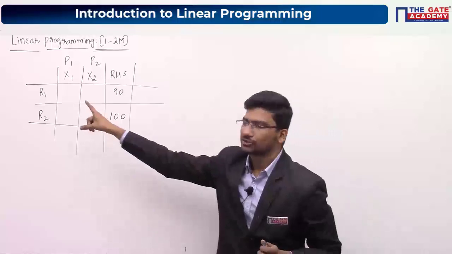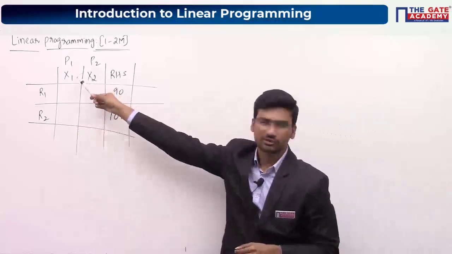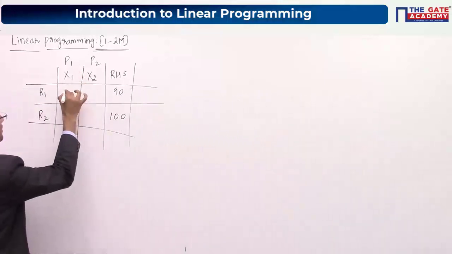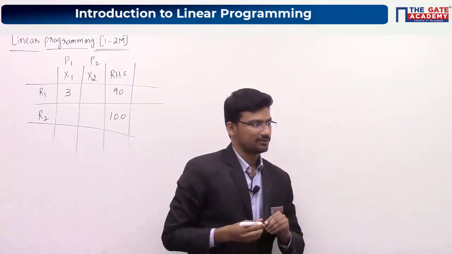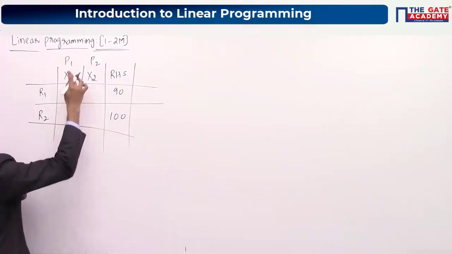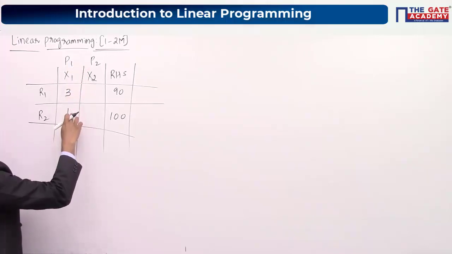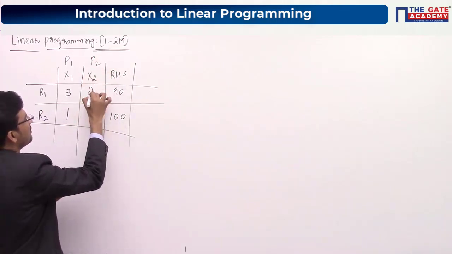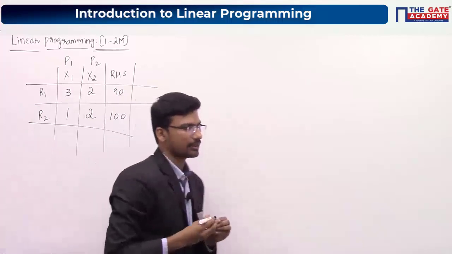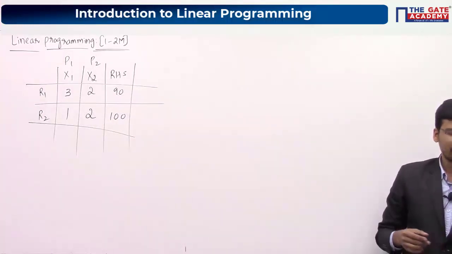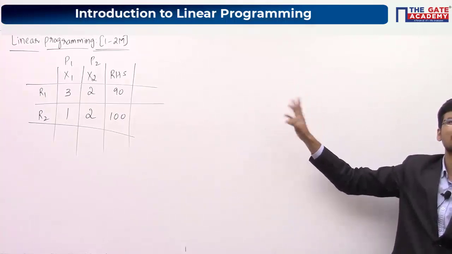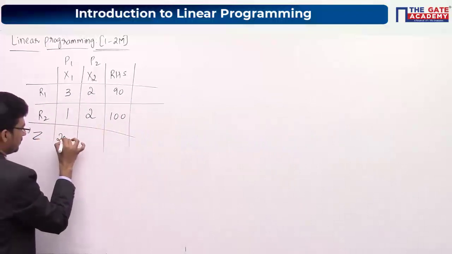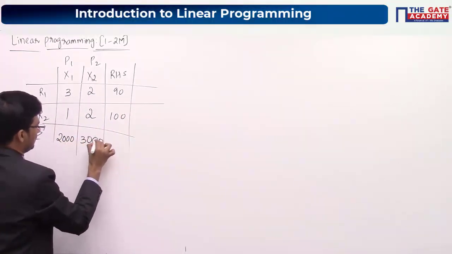Now read the first statement. 1 unit of P1 requires 3 kg of R1 and 1 kg of R2. Similarly, 1 unit of P2, read the statement, requires 2 kgs of R1 and 2 kgs of R2. So it is also given. So what are the profits? It is 2000 and 3000. So it will be the objective function, 2000 and 3000.